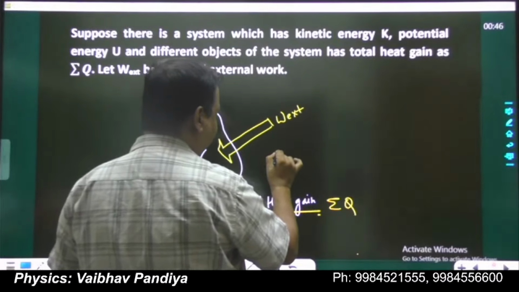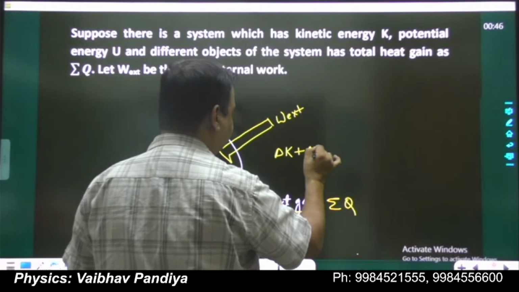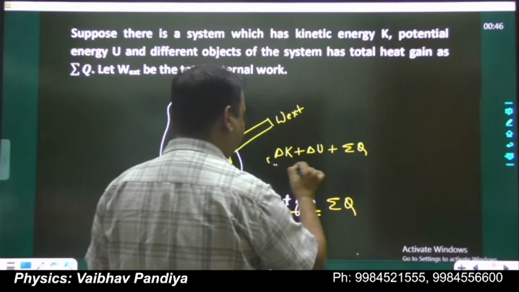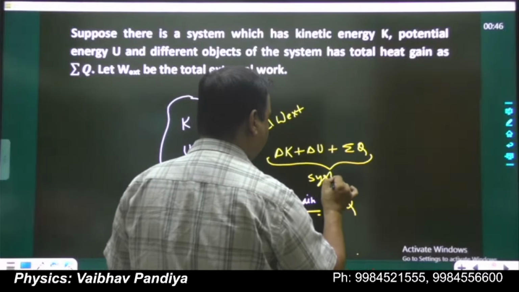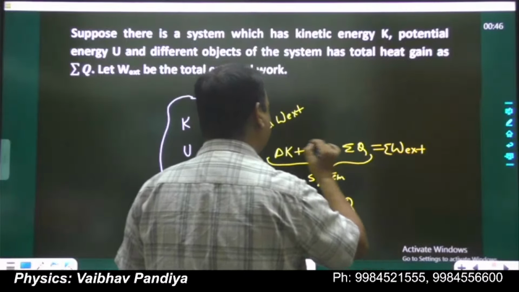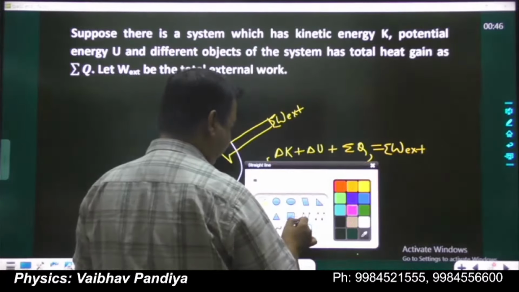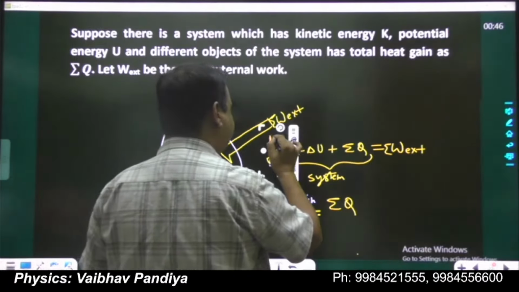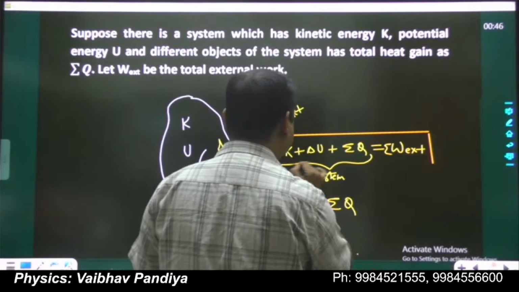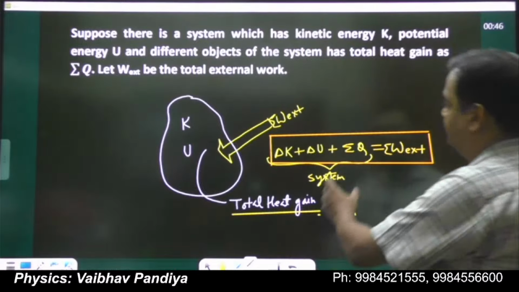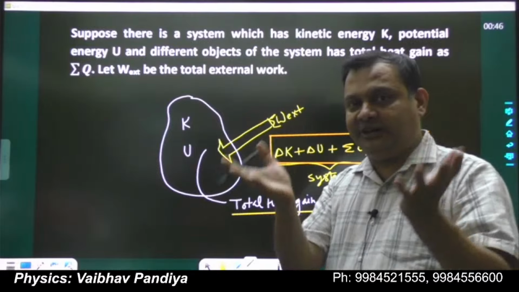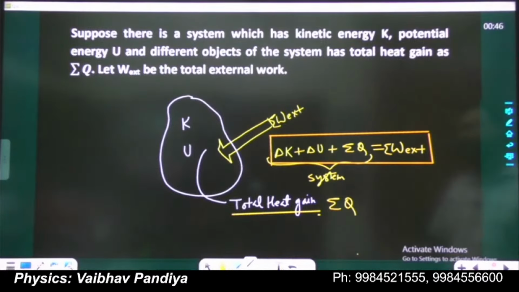So by conservation of energy, you can write the change in the kinetic energy plus the change in the potential energy plus the total heat gained by the objects within the system, these are the system energy transfers, is equal to the total work done by all the external agents. This is simply the conservation of energy you have studied in work energy, where we have done lots of problems. In that, we used to write only the mechanical energy, delta K and delta U. Now there is also a third term which involves the heat gained by all the objects within the system.